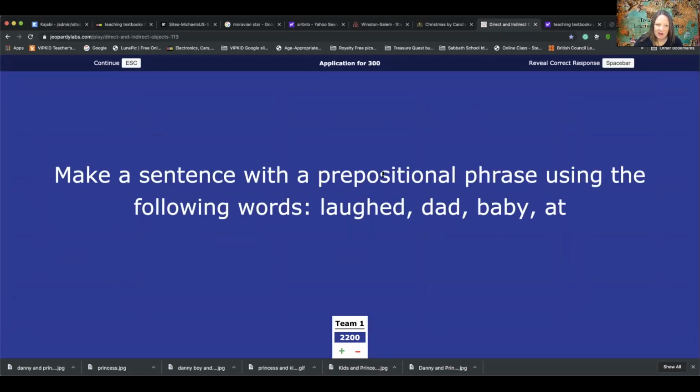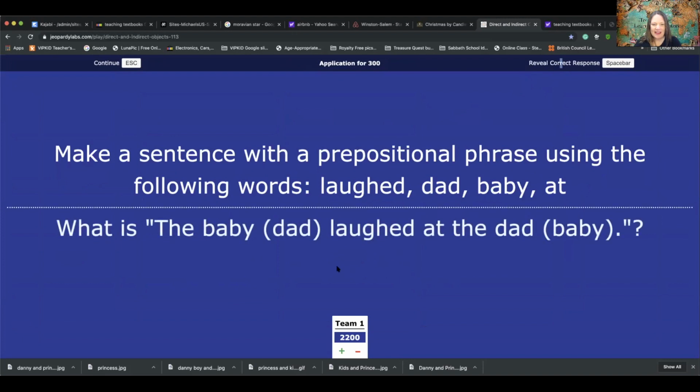Application for 300. Make a sentence with a prepositional phrase using the following words. Laughed, dad, baby, at. What is the baby laughed at the dad? Or you could say the dad laughed at the baby.